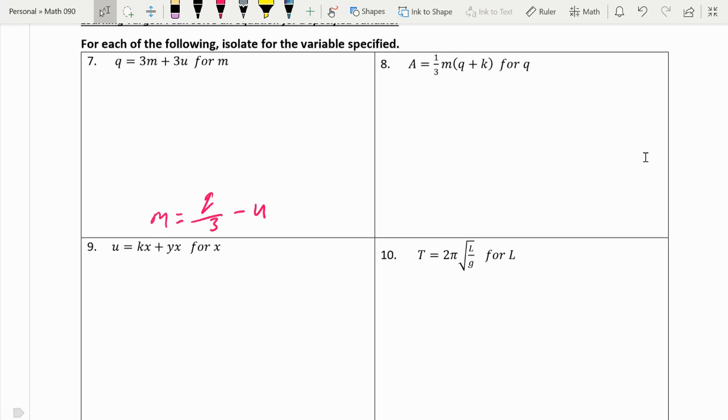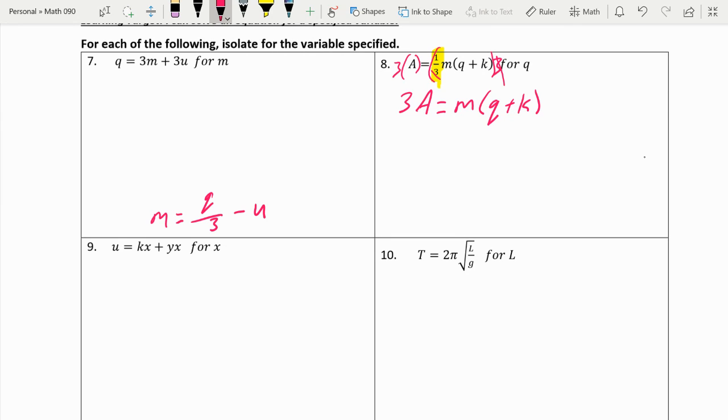Number 8. All right, this was an ugly one, so I figured this one I will help you with. The very first thing I'm imagining everybody has noticed is that 1/3. Well, how do I get rid of that fraction? I'm going to multiply both sides by 3. And what happens is that 3 and that 3 will cancel. So I'm left with 3a is equal to m times the quantity q plus k. So the fraction's gone away by multiplying by the denominator.